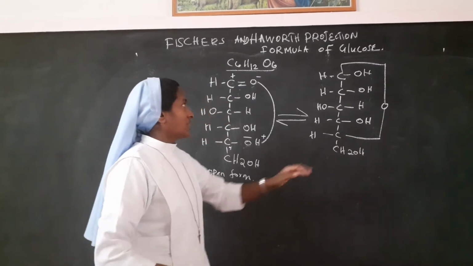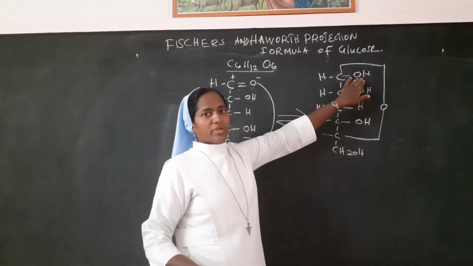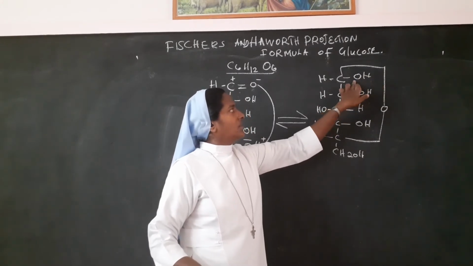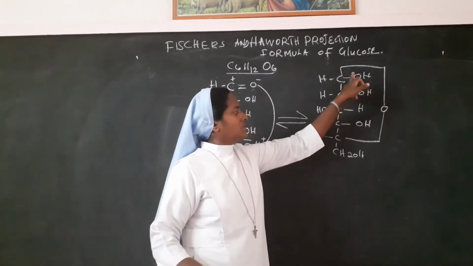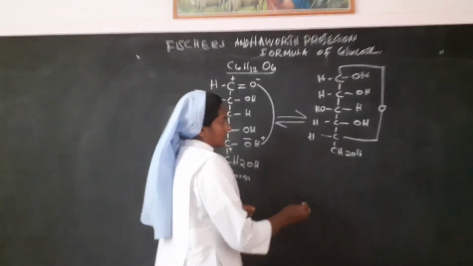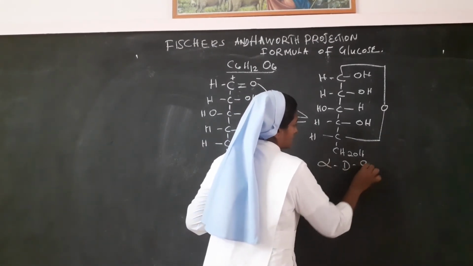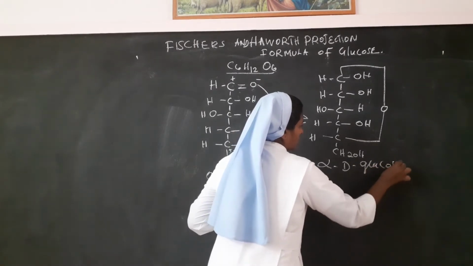So in this structure the OH group is on the left side. This left side structure containing oxygen, we call alpha D glucose. It is alpha D glucose.